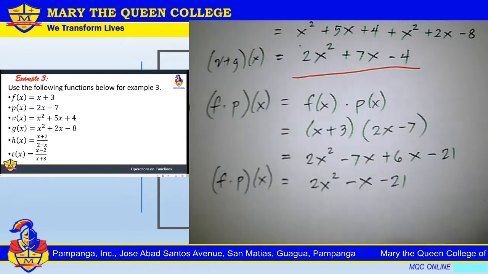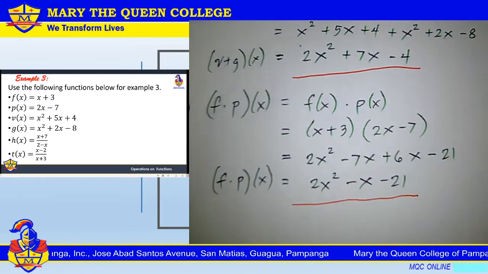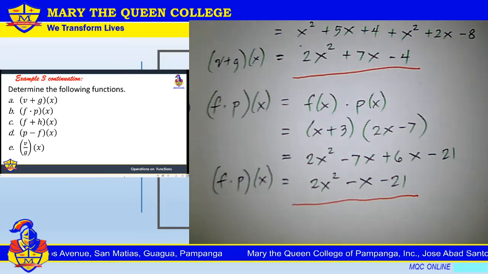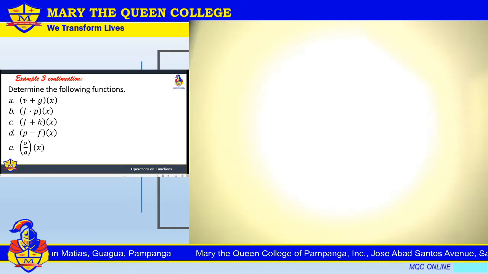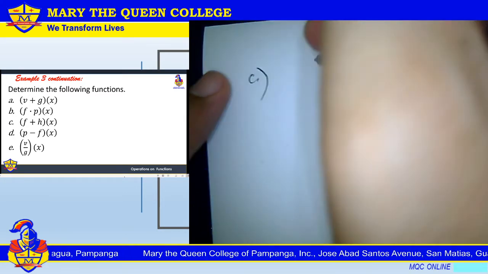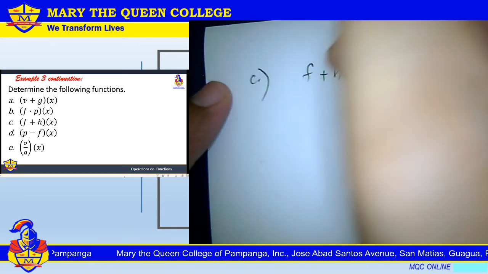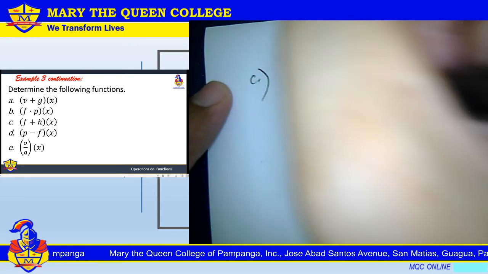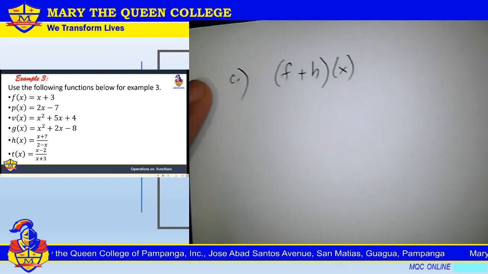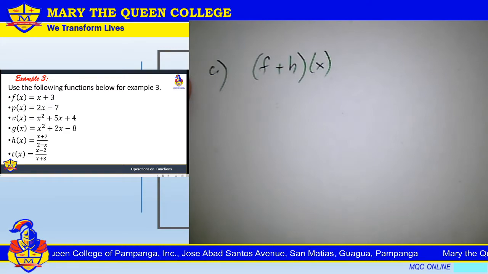So guhitan ko na lang po yung ating sagot. Yan. Okay? So any question? Then, how about letter C? Letter C, we have f plus h of x.